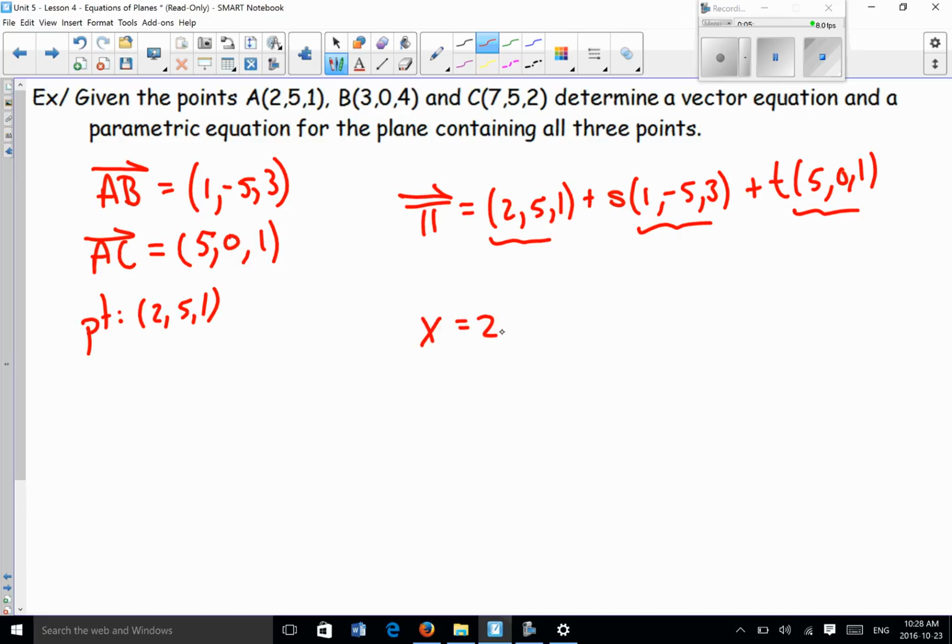Parametrically, I get x equals 2 plus s plus 5t. I get y equals 5 minus 5s, and there's no t's. And I get z equals 1 plus 3s plus t. And obviously your parametric equations depend on your vector equation. So there's some interchangeable options there also. So when you're checking answers in the back of the book, one of the challenges is you might not always have the same answer because you have different choices of what you did for your initial part.